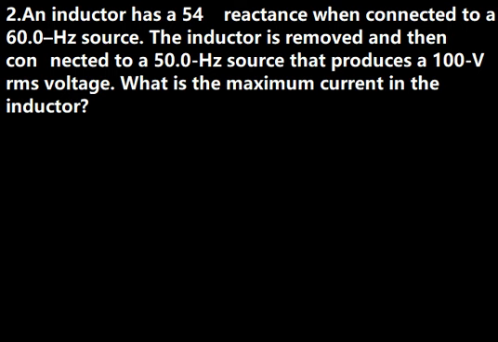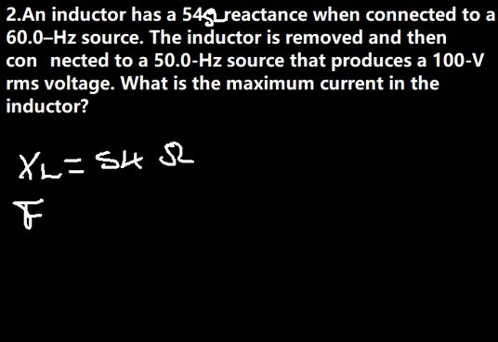An inductor has a 54 ohm reactance. We have the inductive reactance, that is XL, given as 54 ohms. When you connect it to a 60 Hz source, the inductor is removed. This is the initial frequency, given as 60 Hz.